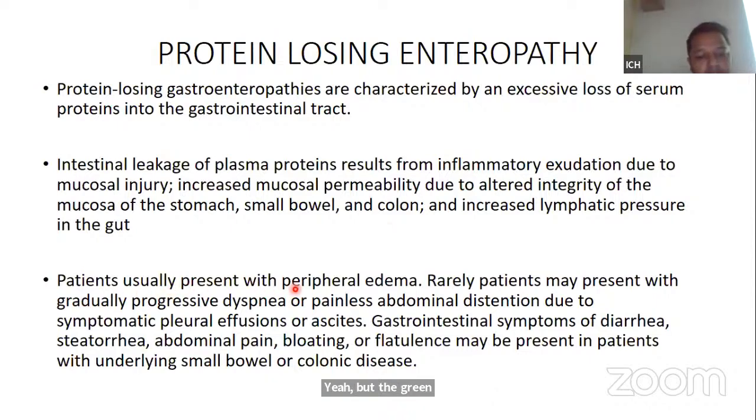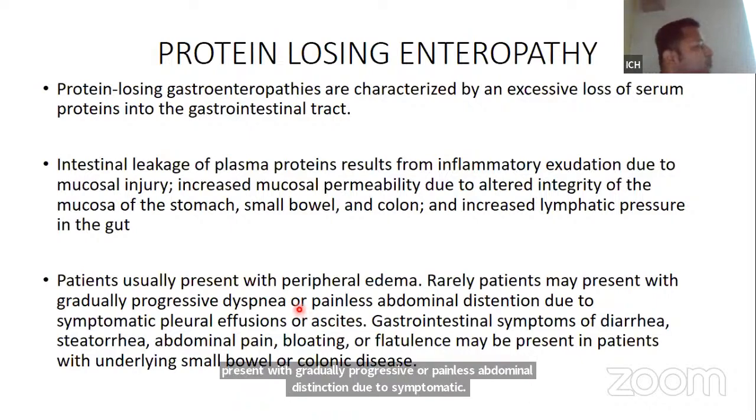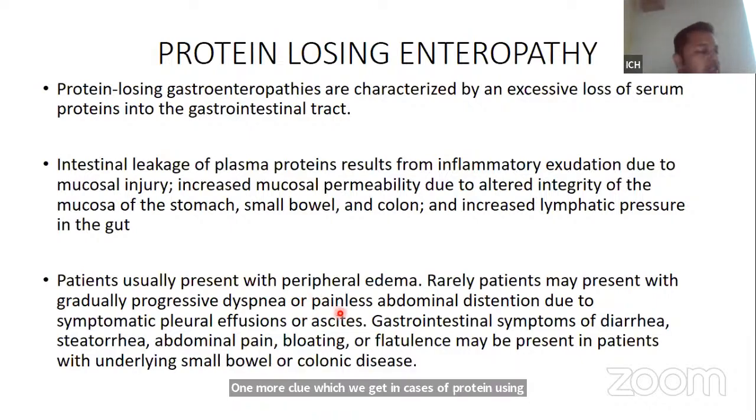Patients usually present with peripheral edema. Rarely, patients may present with gradually progressive dyspnea or painless abdominal distension due to symptomatic pleural effusion or ascites. One more clue which we get in cases of protein losing enteropathy is that there is ascites first and anasarca later. Gastrointestinal symptoms of diarrhea, steatorrhea, abdominal pain, bloating, or flatulence may be present in patients with underlying small bowel or colonic disease.